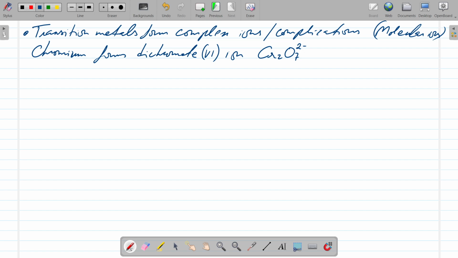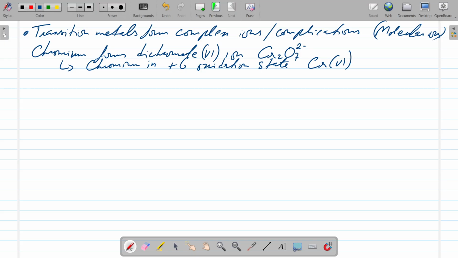So this has chromium in the +6 oxidation state. That's written as chromium(VI). Cr is the symbol for chromium, and you write the oxidation state in brackets as Roman numerals, okay?